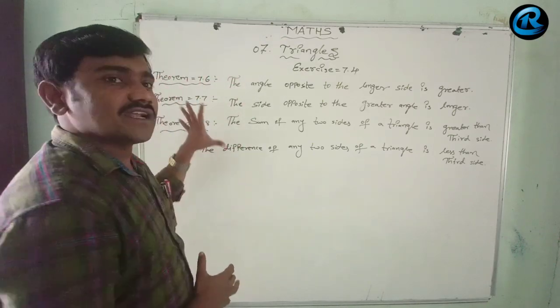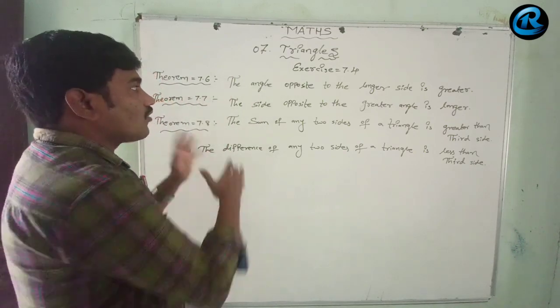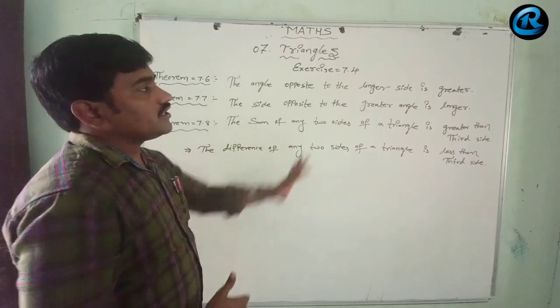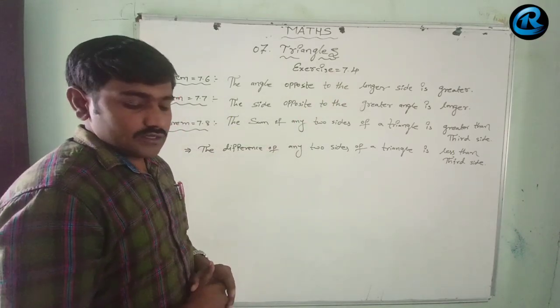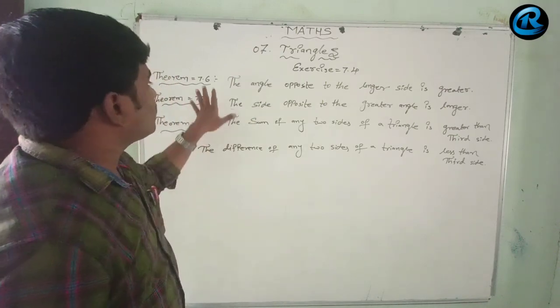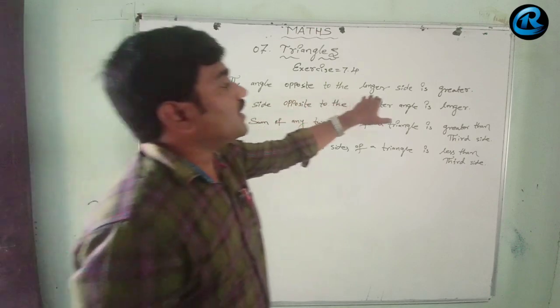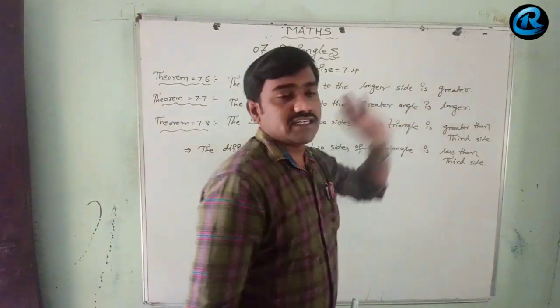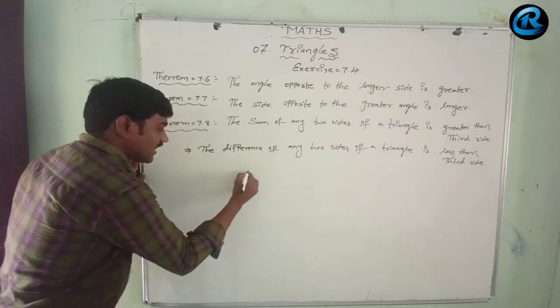So let us know what these theorems are, how to remember them, and how we can apply these theorems in exercise 7.4 to solve the problems. Let us go to theorem 7.6, that is, the angle opposite to the longer side is greater. The angle which is opposite to the longer side is greater.